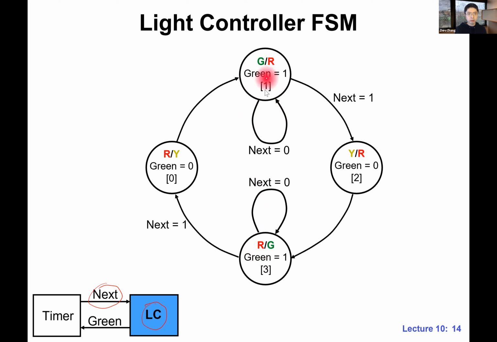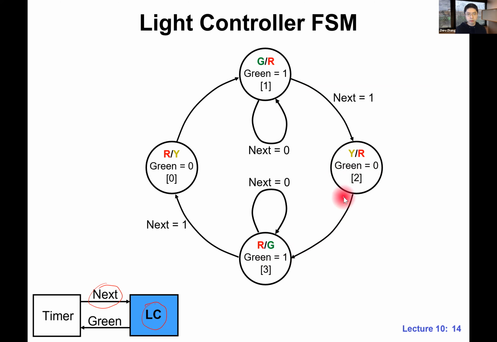We're going to be staying in each green state for at least 4 cycles, and this is where the counting happens in the timer. The timer is counting. In the first few clock cycles, the timer will just say next is 0, basically, do not advance, until the timer says that now it's time to advance. So we go to the yellow and red state, the YR state.